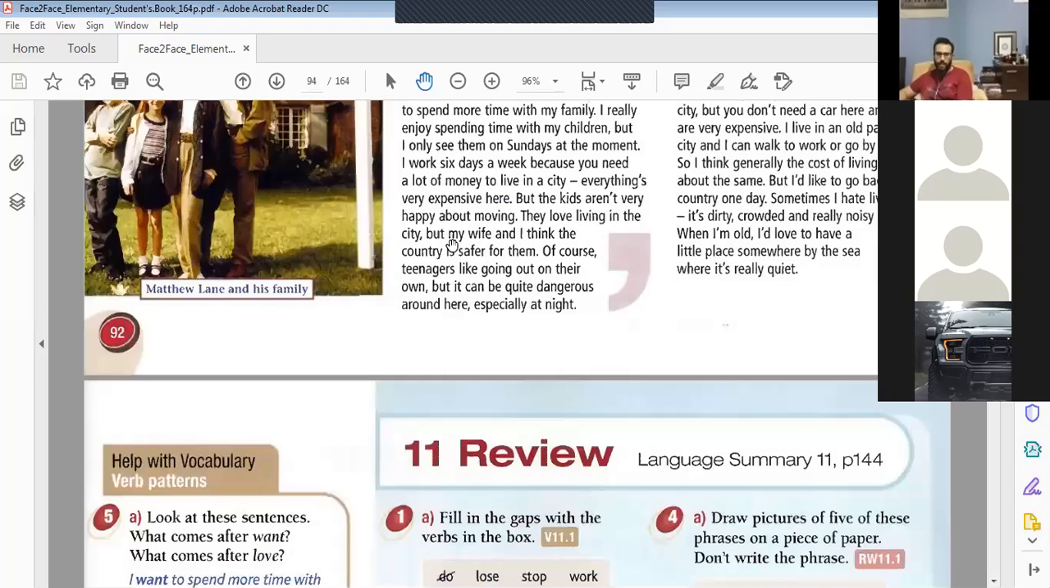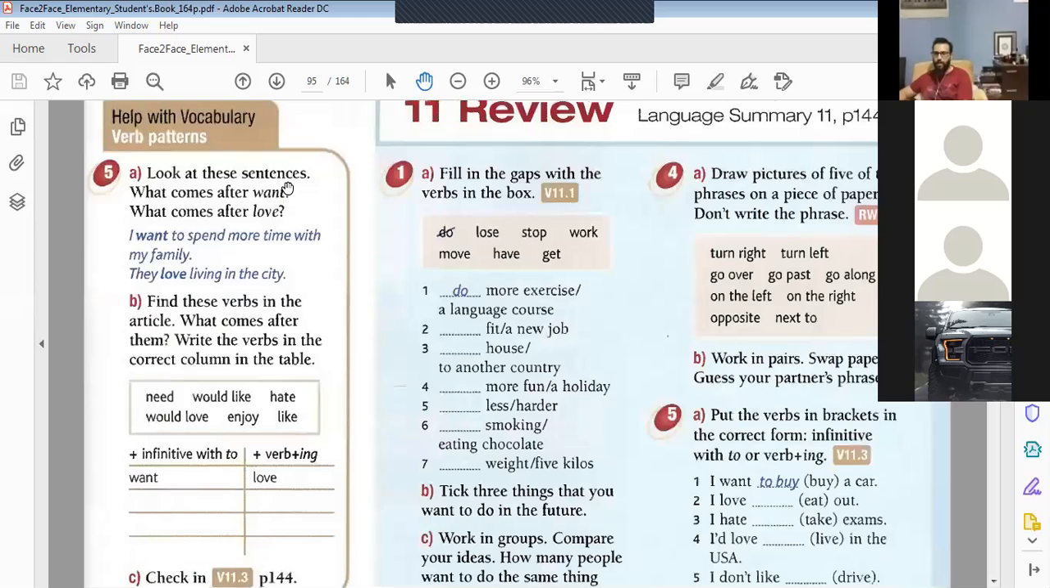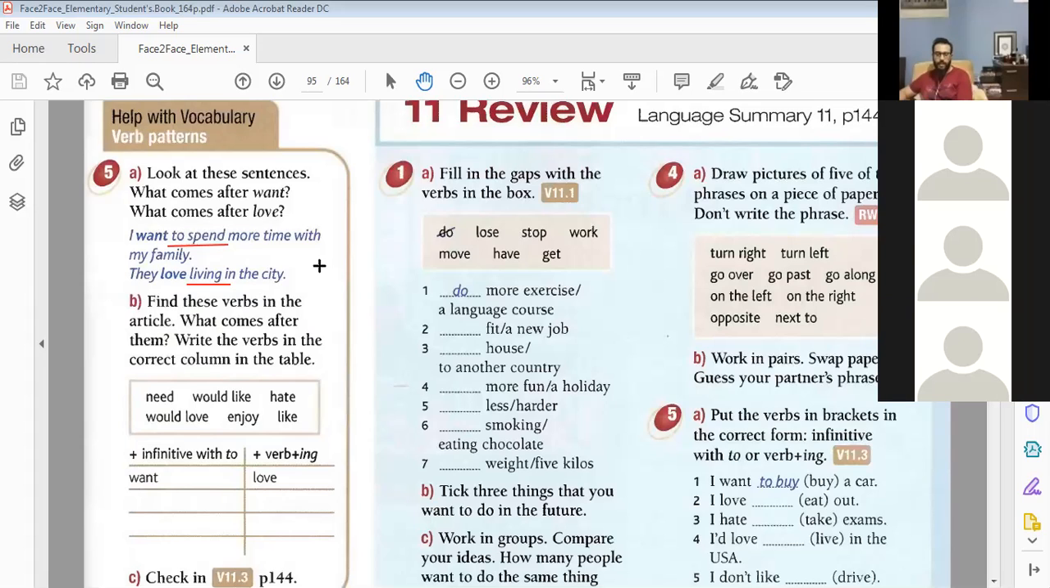Now in number 5 here, we're going to talk a little bit about vocabulary. It says, look at these sentences. What comes after want and what comes after love? What's the verb form after want and what's the verb form after love? What did we use after want? To plus infinitive. To spend. So to plus infinitive.